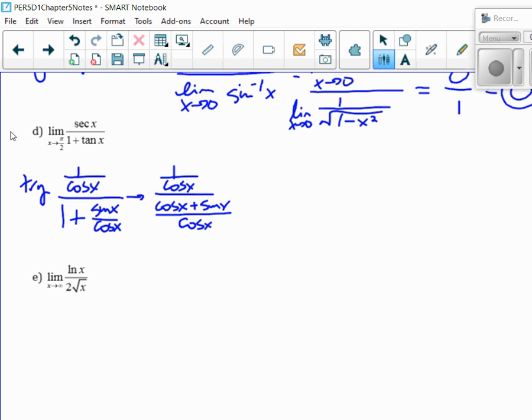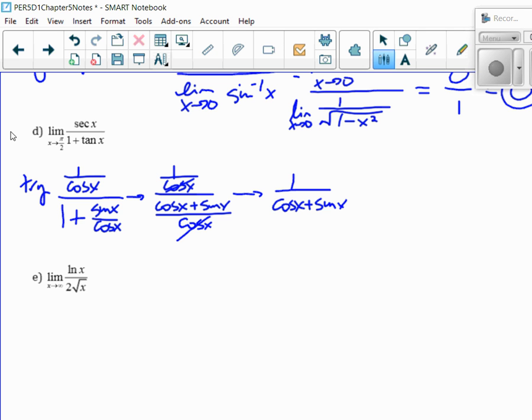Keep change, flip. Can't cancel the cos x's. So then we get 1 over cos x plus sine x. And then does that work if we were to plug that in? So cos of pi over 2 is 0. Sine of pi over 2 is 1.